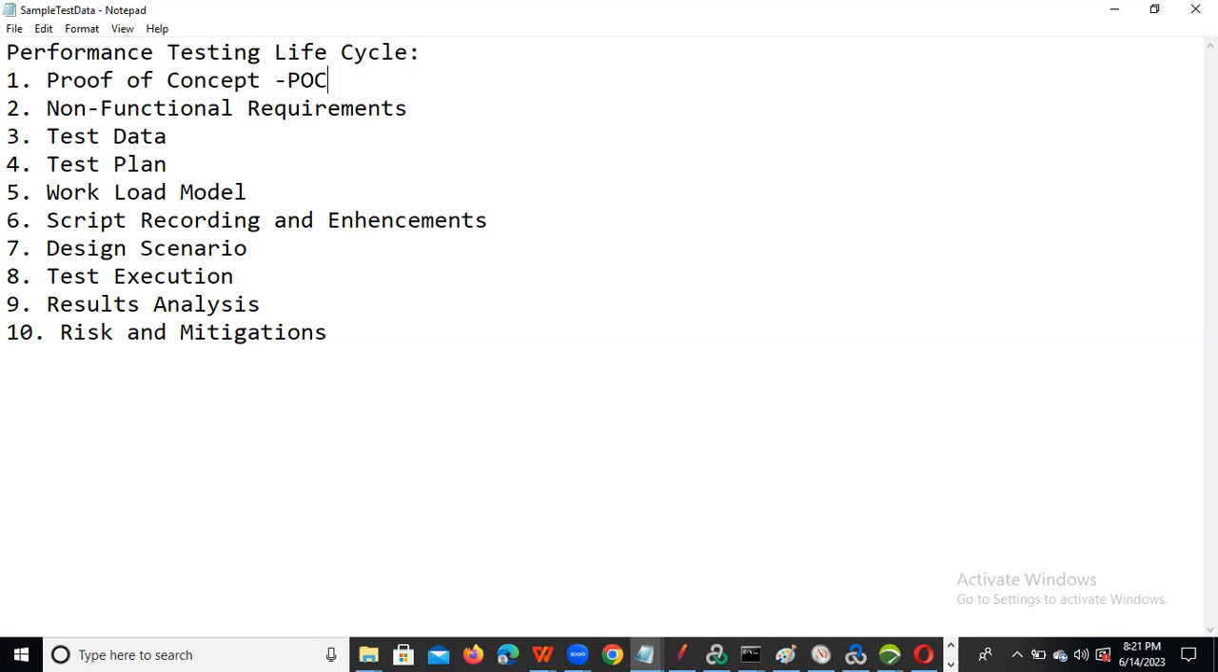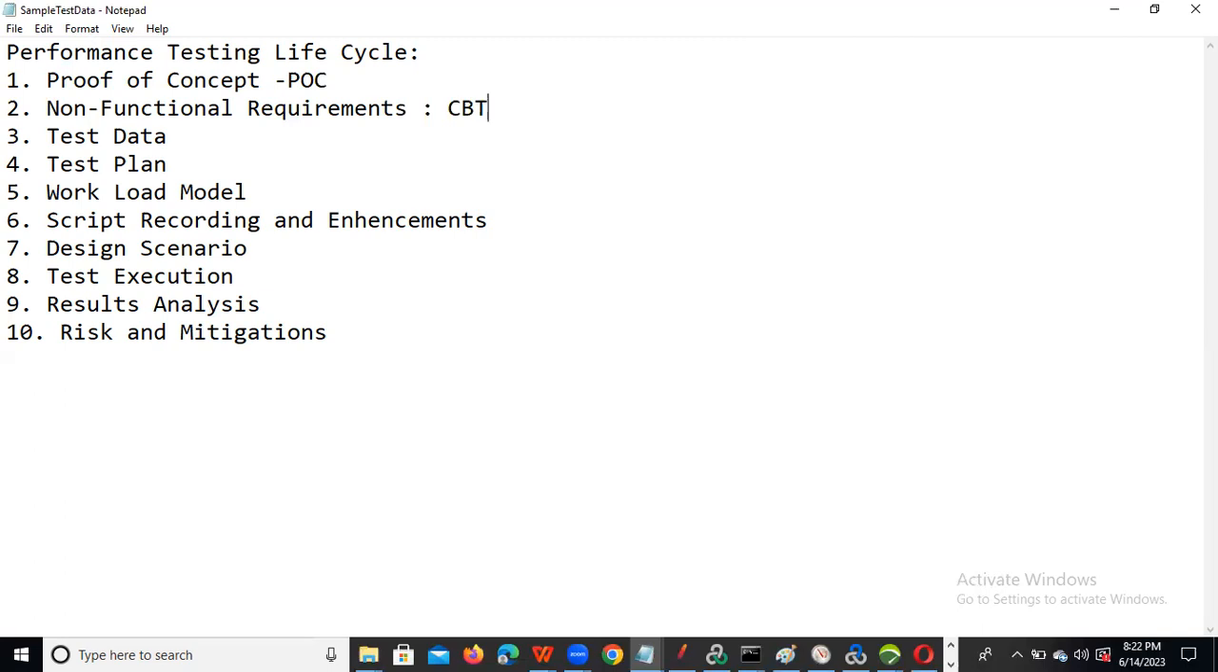See, for example, we need to make a car, assume one car. So what things do we need? Steering you need, body you need, tires you need, gear you need. So many things we need, right? Same way for performance testing, we need to gather some non-functional requirements from the client.